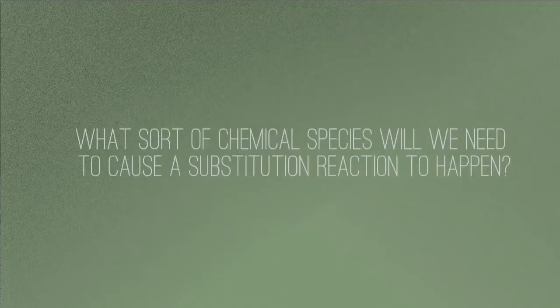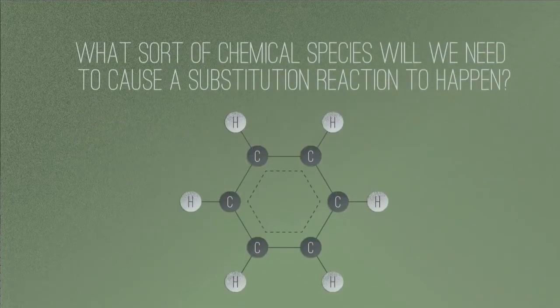What sort of chemical species will we need to cause a substitution reaction to happen? Remember, the atom in the benzene being attacked is one of the carbons, and these carbons have lots of electrons moving around them. Pause the video and have a think, then resume.